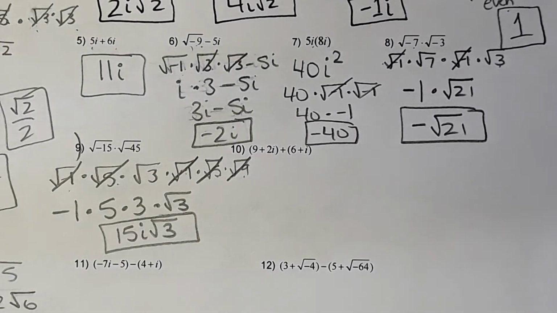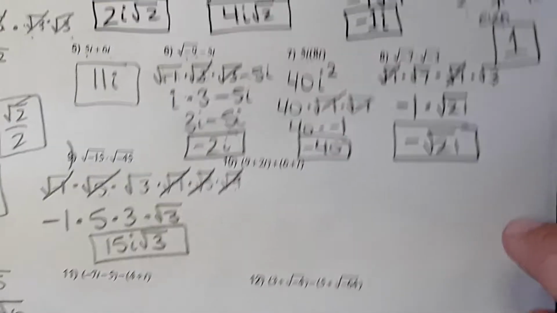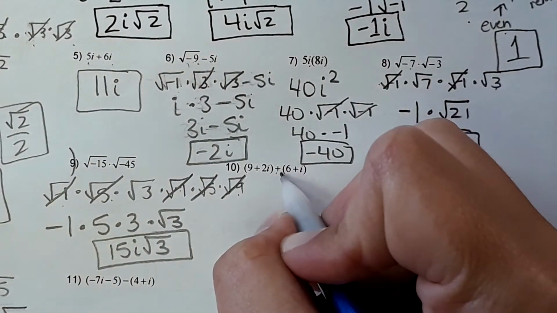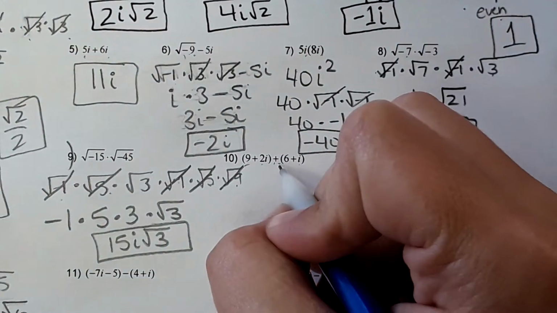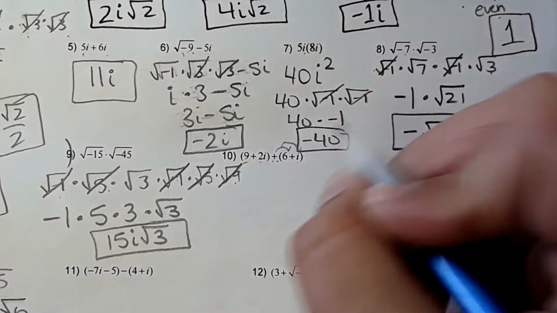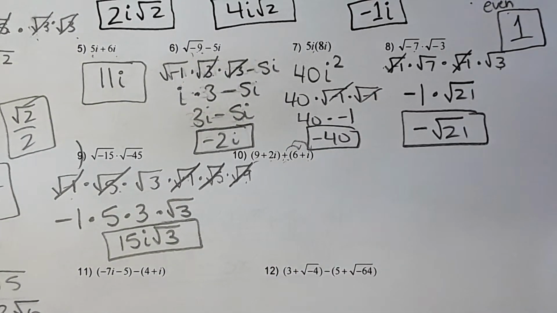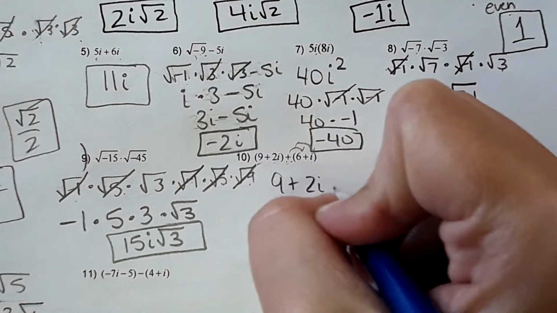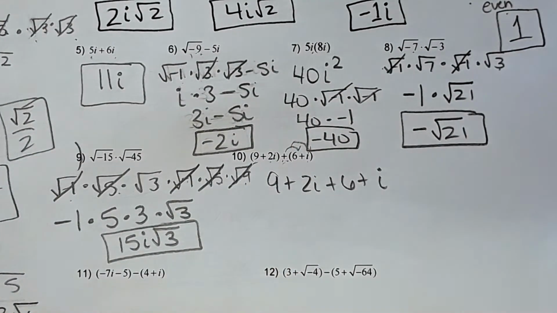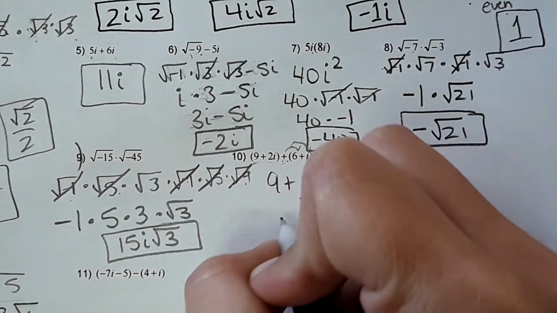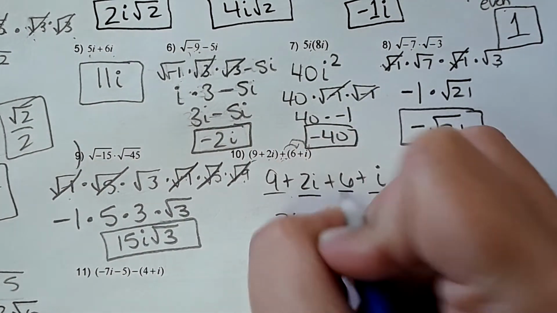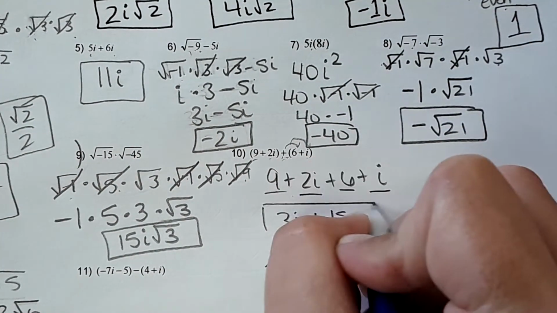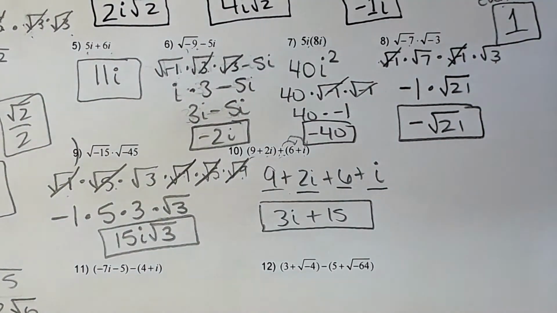Okay, then number 10, it gets easy again. For this one, it's just this plus this. We're going to combine like terms. You would distribute this to both of those if you need to, but with the plus, it doesn't change anybody's sign. So at this point, it's just 9 plus 2i plus 6 plus i, and you combine like terms. 2i plus i is 3i, and 9 plus 6 is 15. And you're done.